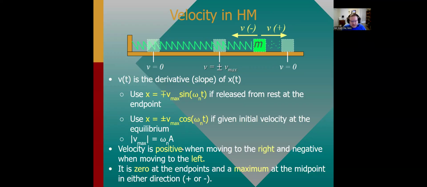And velocity is positive when moving to the right and negative when moving to the left, the same as we've already seen. And it's 0 at either of the endpoints and at a maximum at the midpoint or equilibrium right here. So at this point, the speed is maximized. It'll either be plus Vmax if it's moving to the right or negative Vmax if it's moving to the left, where Vmax is omega n times A. Again, those of y'all that know calculus, you can see where that omega n out front comes from doing the chain rule with what's inside.